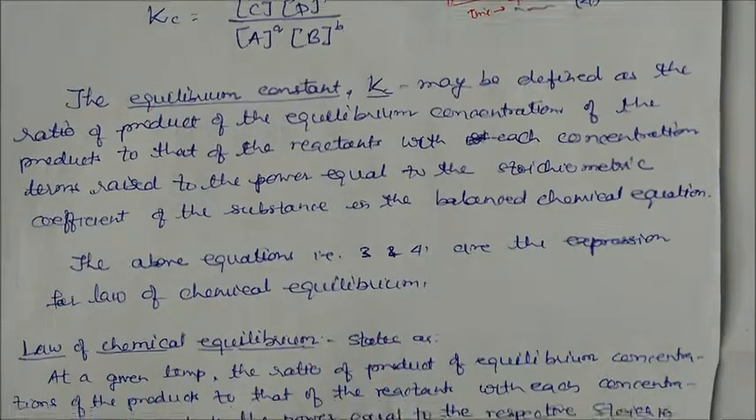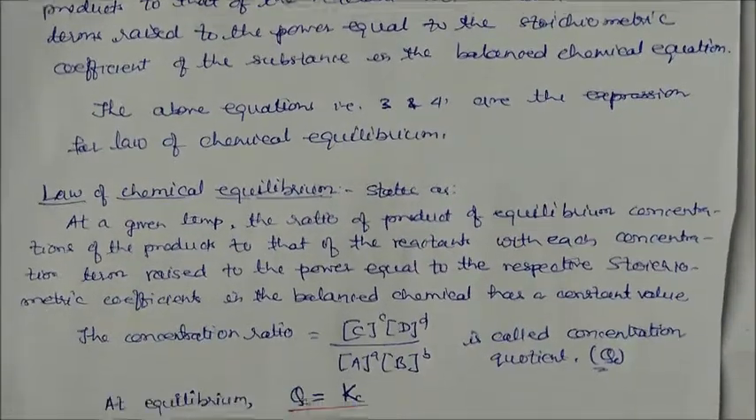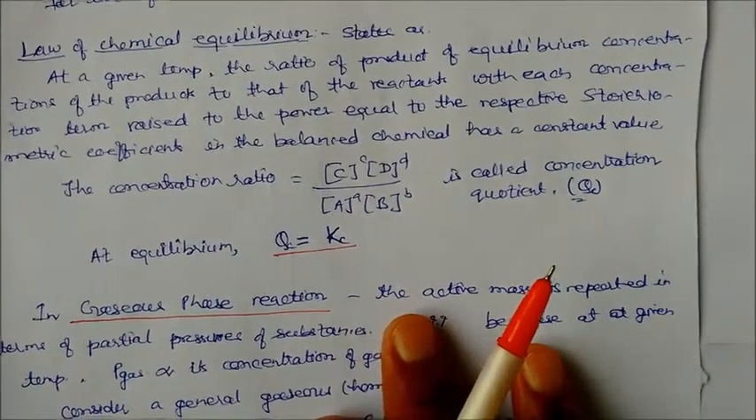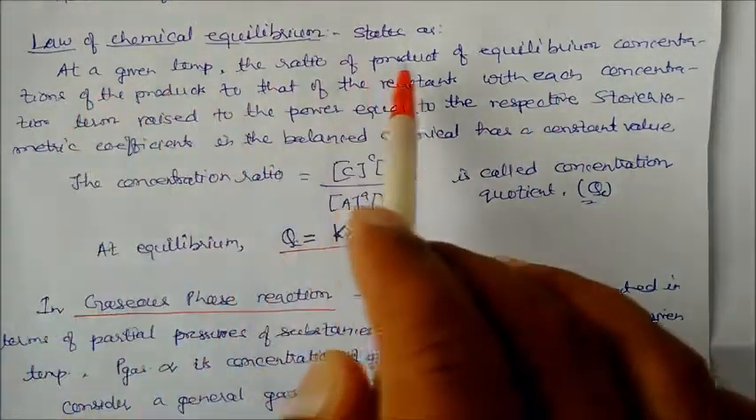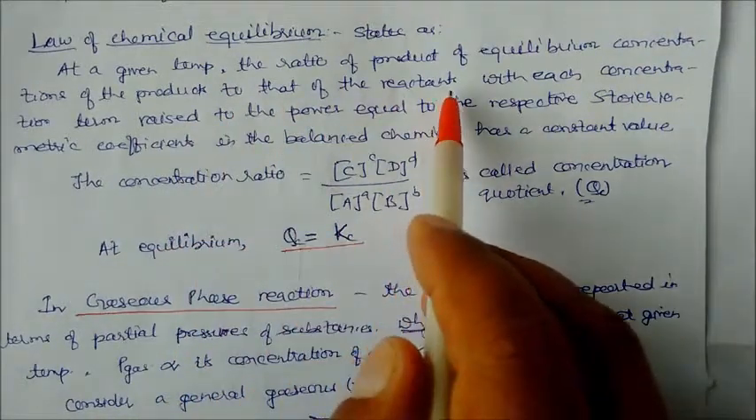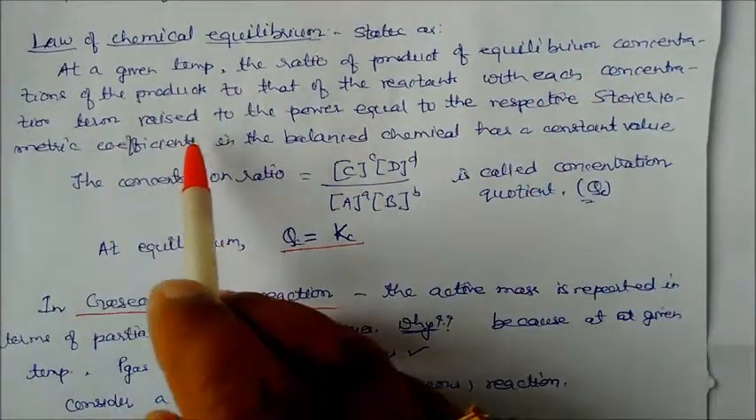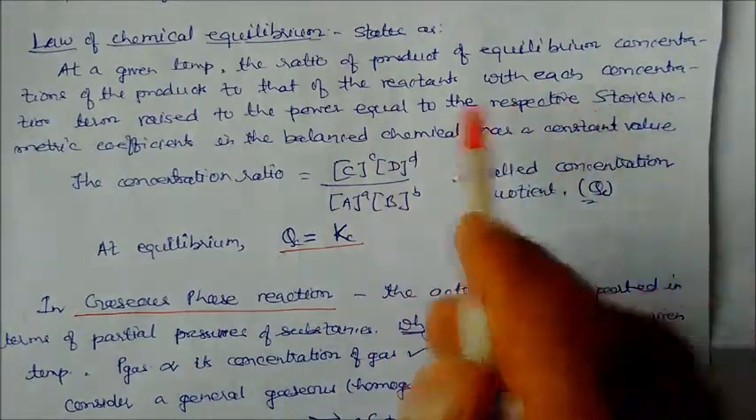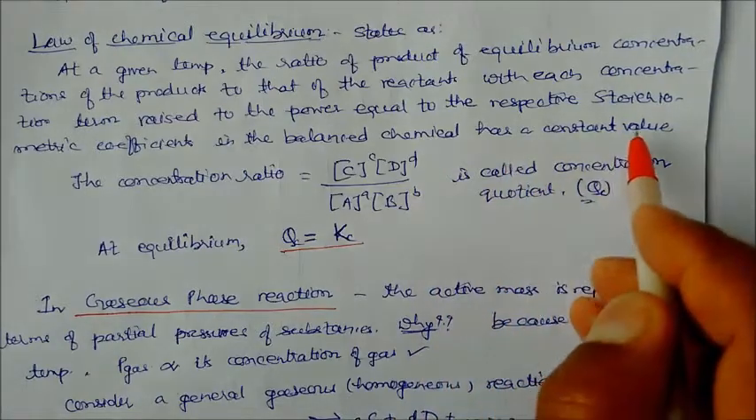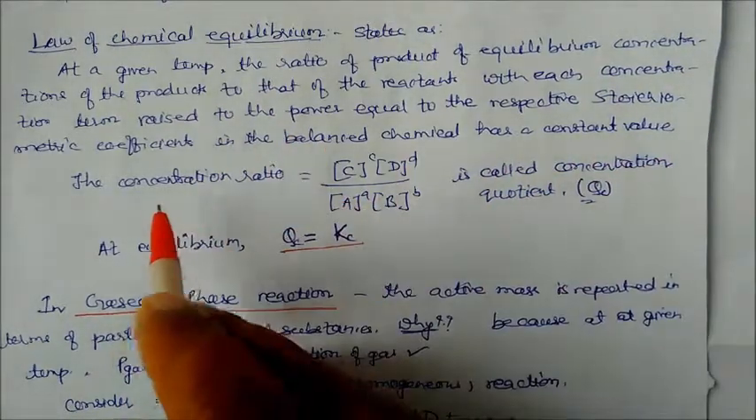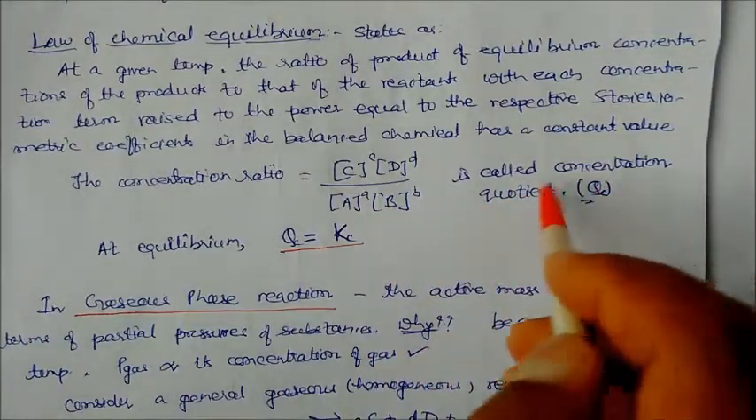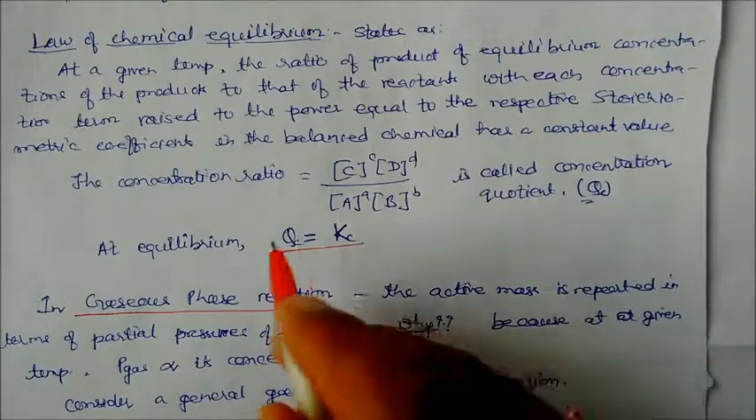We can again define the law of chemical equilibrium, which states that at a given temperature, the ratio of the product of equilibrium concentrations of the products to that of the reactants, with each concentration term raised to the power equal to the respective stoichiometric coefficient in the balanced chemical equation, has a constant value. This concentration ratio is called the concentration quotient.